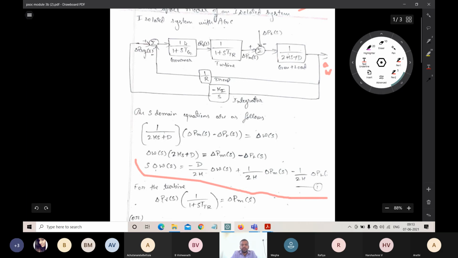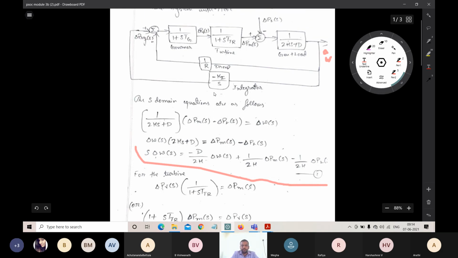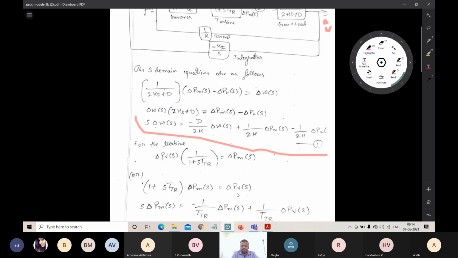Control functions are nothing but 1 by 1 plus sTG, 1 by 1 plus sTTR, 1 by 2Hs plus D, and 1 by R minus Ki by s. These are the different control functions. So by combining all these things, we are forming a vector. Now we are considering the turbine. For the turbine, we can easily analyze output by input: delta Pm of s divided by delta PV of s is equal to 1 by 1 plus sTTR. Cross multiply: delta PV of s into 1 by 1 plus sTTR will be equal to delta Pm of s. That is the transfer function.